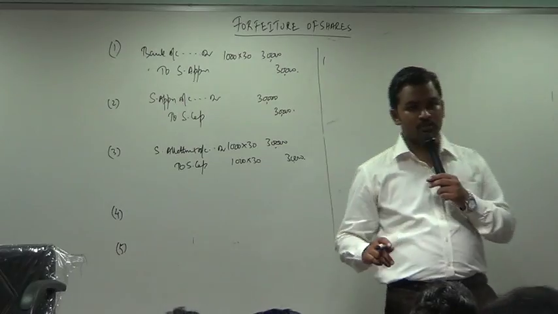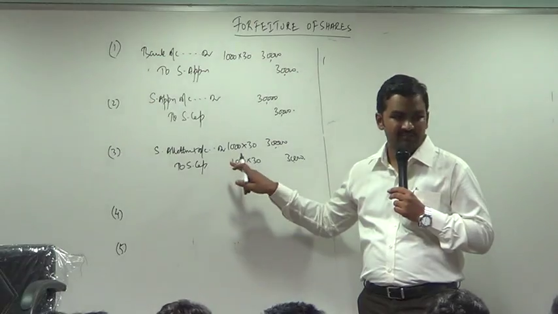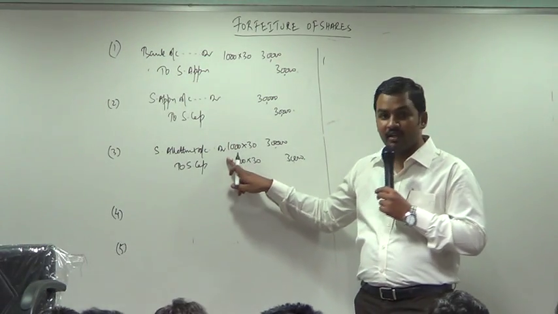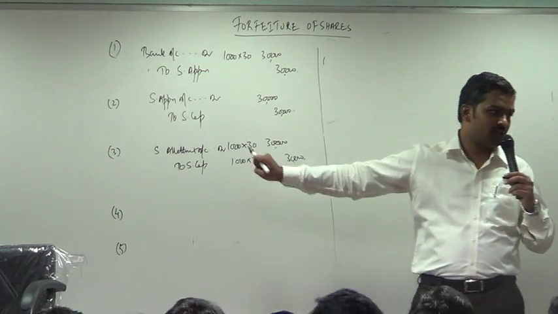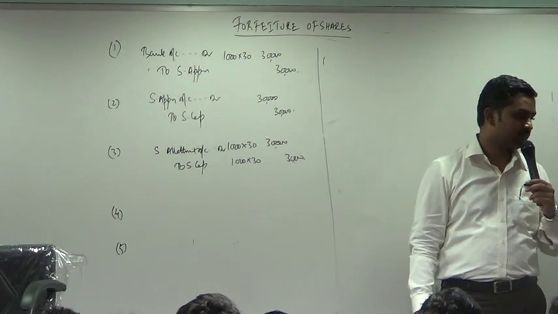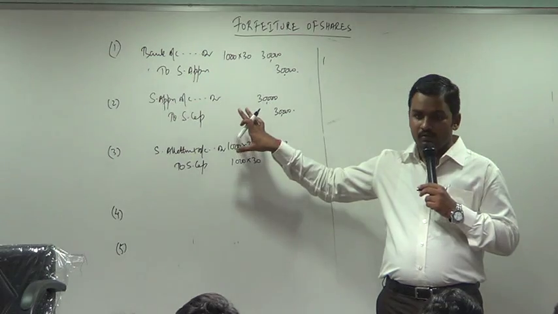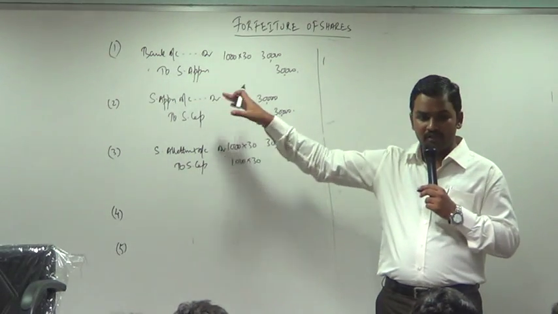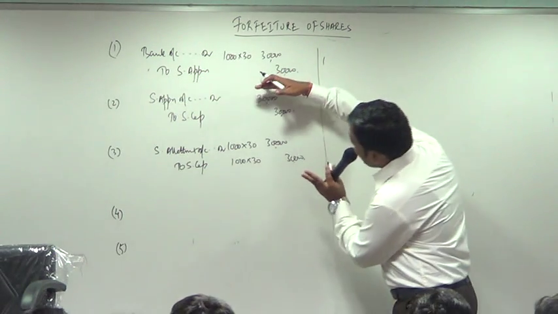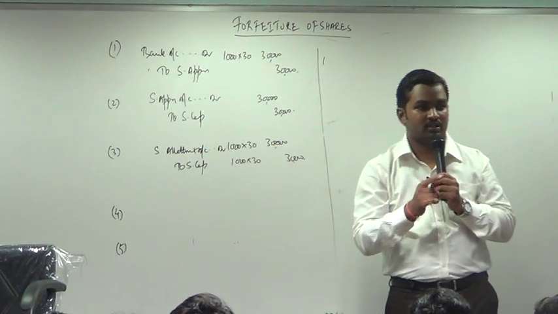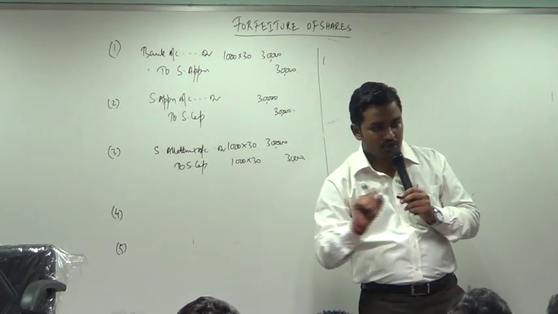Now listen to me, everyone look at the board. Normally, this entry and this entry are passed on the same day. Whenever you see any book, they will club these two entries and give you one entry. We are just separating it because it is easy to understand. On the date of allotment, you transfer application money to capital. On the same day, you also make allotment money due. So the books will club these two entries and pass one entry. What entry will they pass? Share application account debit, share allotment account debit to share capital.